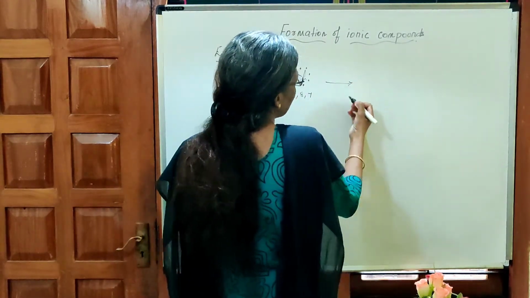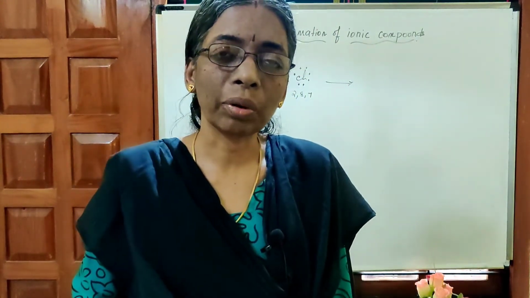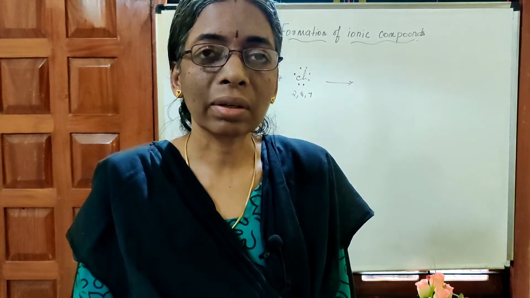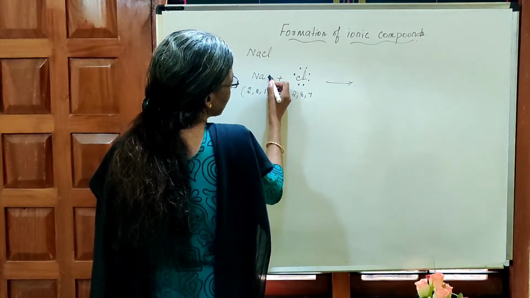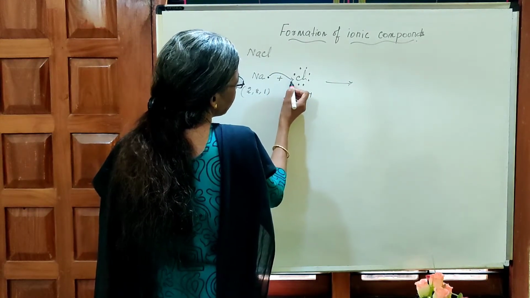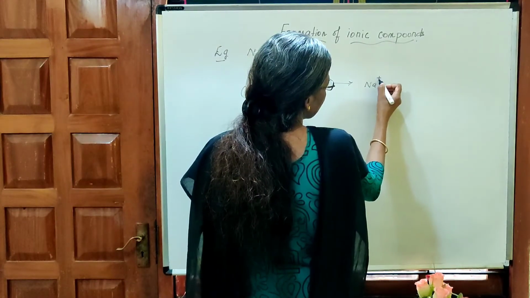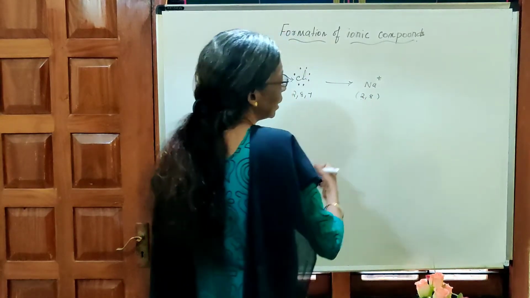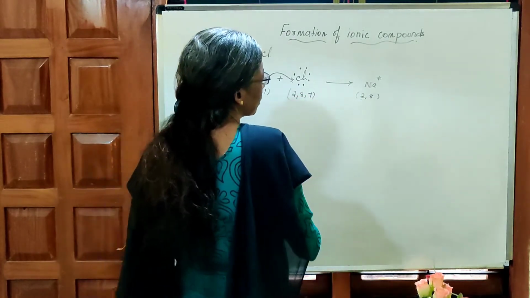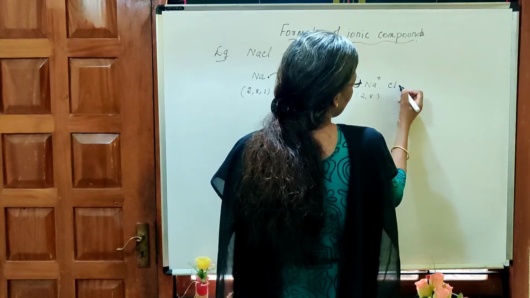In previous classes we studied that in the formation of an ionic compound, one atom loses an electron while the other atom gains that electron. Here sodium loses one electron, so it gives this electron to chlorine. So sodium becomes Na plus, and you get only the 2, 8 configuration. Then chlorine becomes Cl minus.